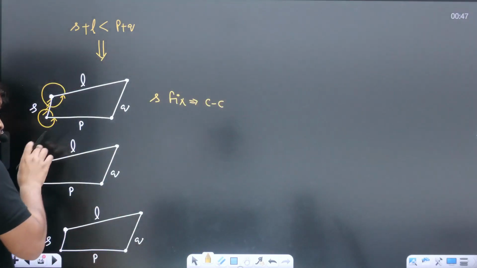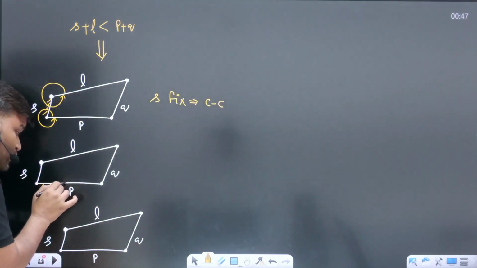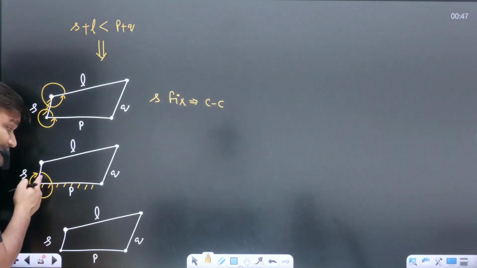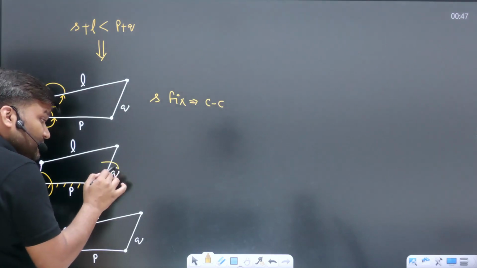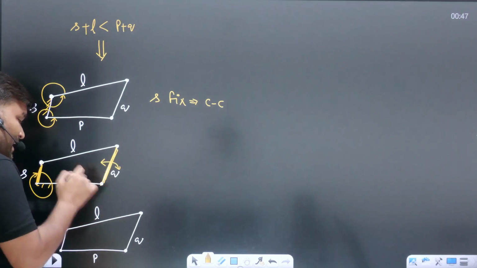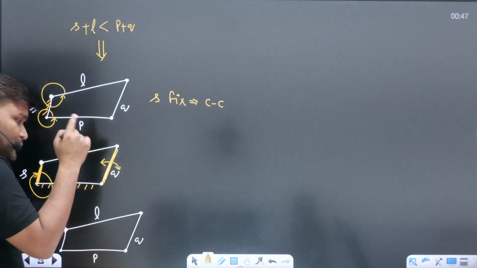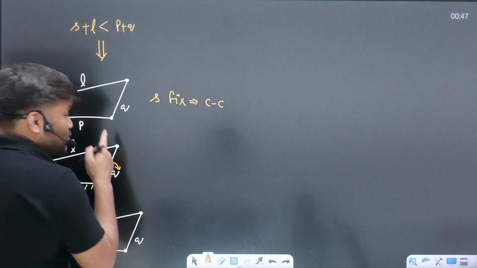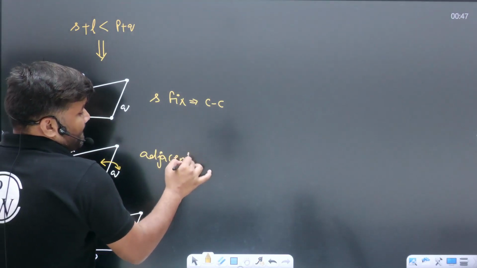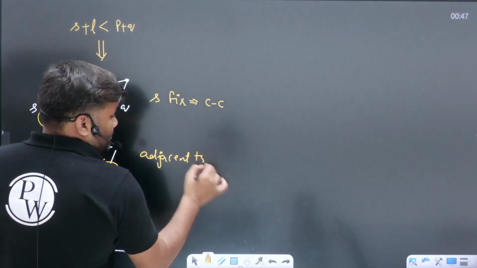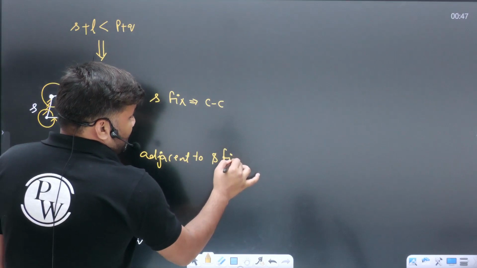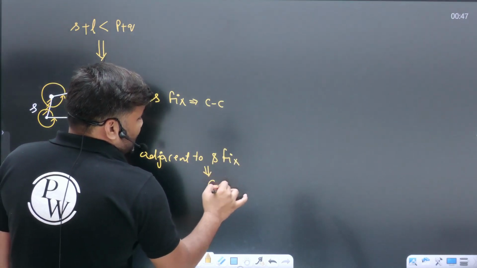On the other hand, if you fix the link adjacent to the shortest, the shortest link will have complete rotation, but this link will not. This one is going to be input, this is going to be your output. The input link can have complete rotation, the output link cannot, but it will behave as a rocker. Adjacent to the shortest fixed, you will get a crank rocker mechanism.